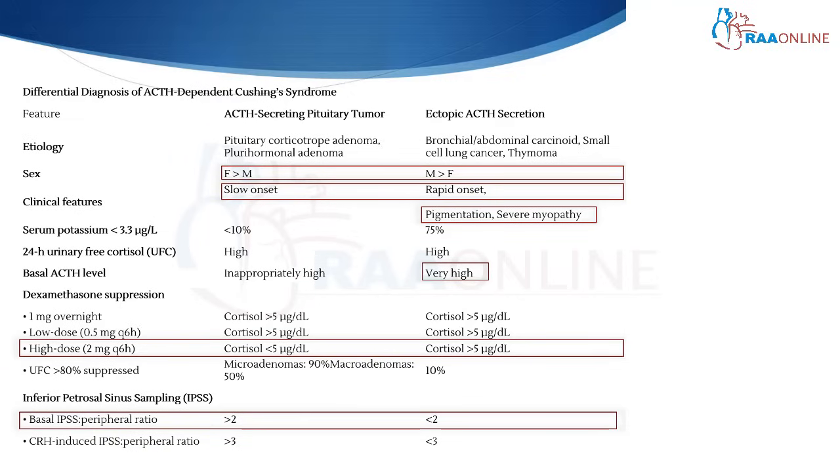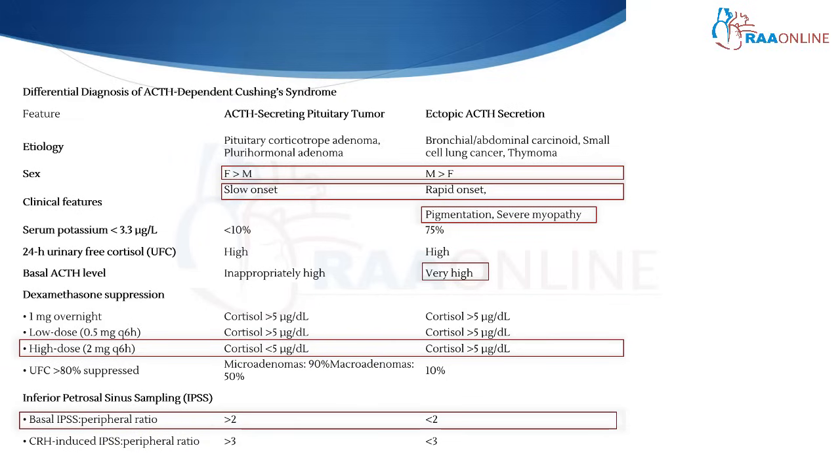Generally, pituitary Cushing's will have a slow onset, whereas in ectopic ACTH secretion, the Cushing's will have a rapid onset. Not only that, we saw earlier that ectopic ACTH is going to be associated with hyperpigmentation. It is also going to be associated with hypokalemia and metabolic alkalosis. As you can see here, serum potassium is usually low in ectopic ACTH secretion. In addition, the basal ACTH level is not suppressed with pituitary, but it is extremely high in patients with ectopic ACTH secretion.